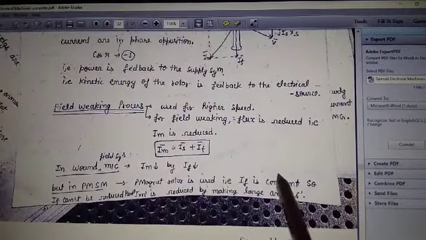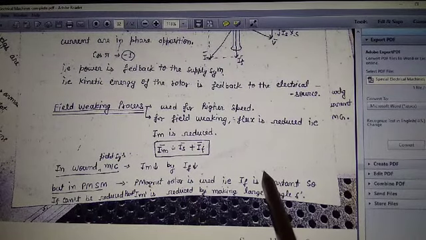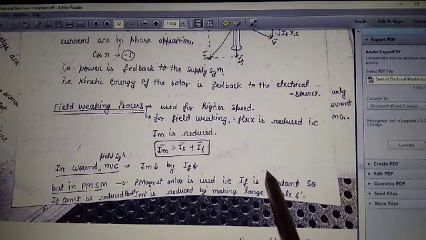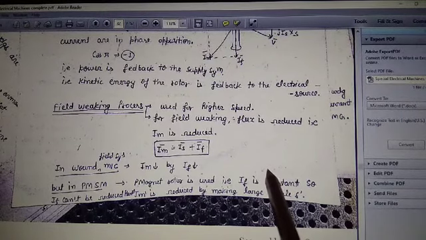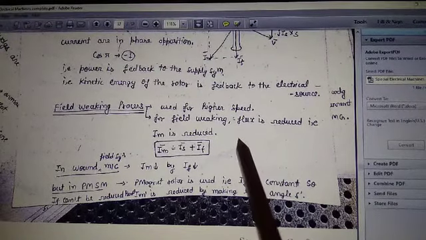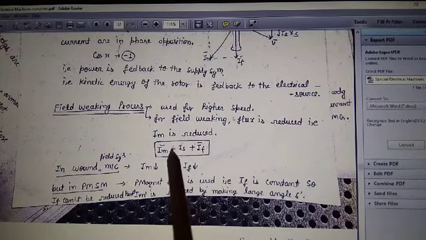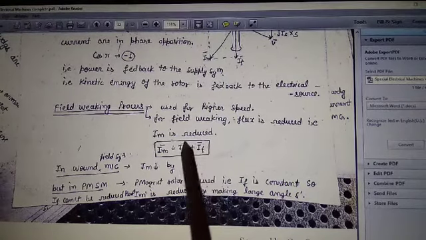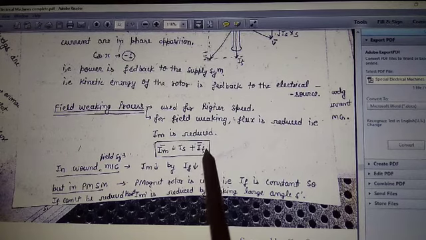Another process, another operation, is the field weakening process. If we want to control the speed above the synchronous speed, we go for the field weakening process. It is used for higher speed. For the field weakening process, flux is reduced, that is Im is reduced, that is, magnetizing current Im equals stator current Is plus field current If. If we reduce Im, that is, If reduces.